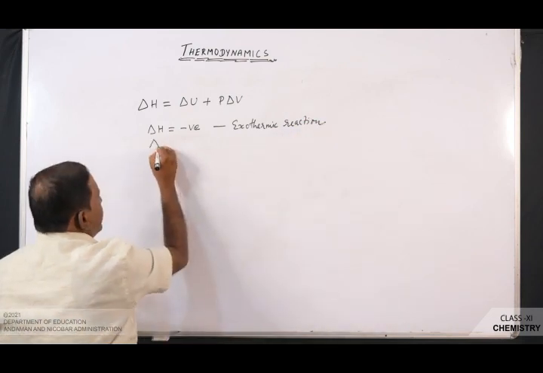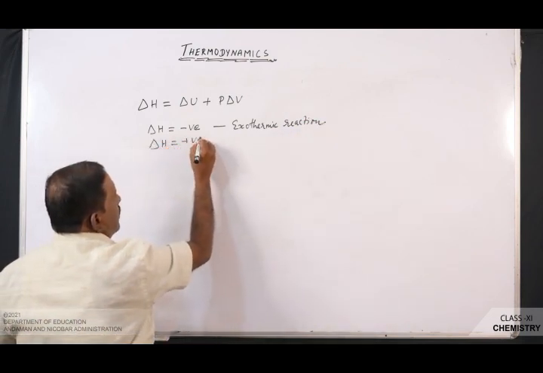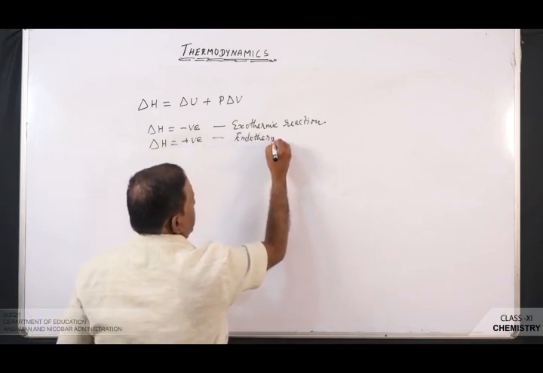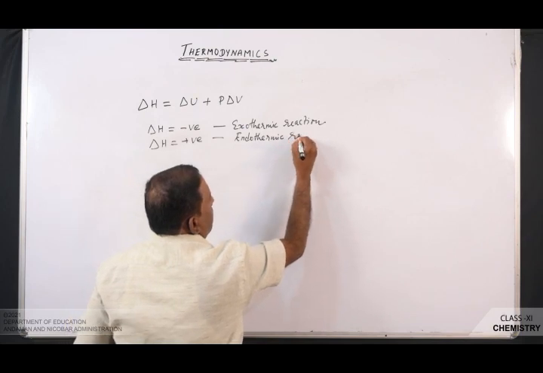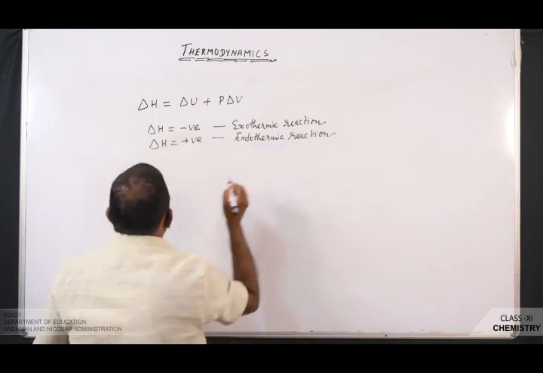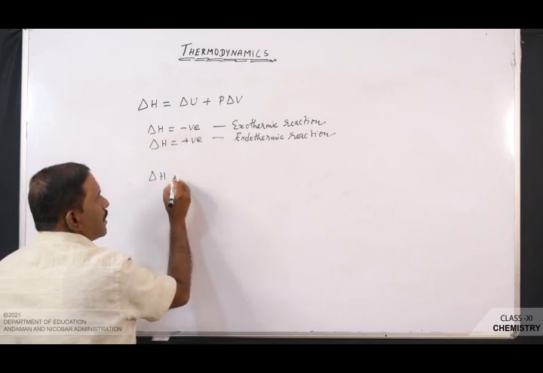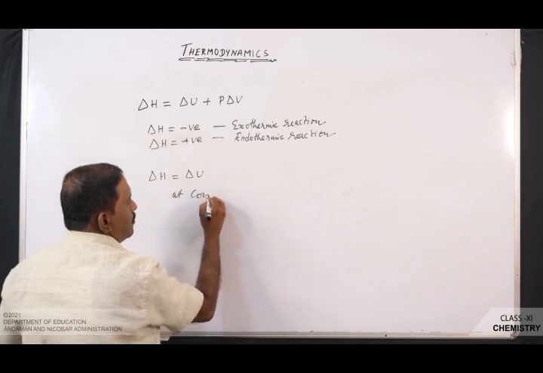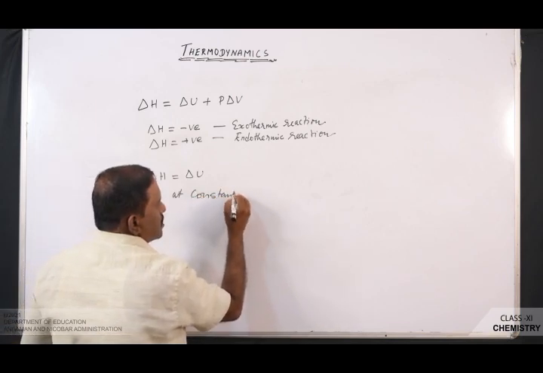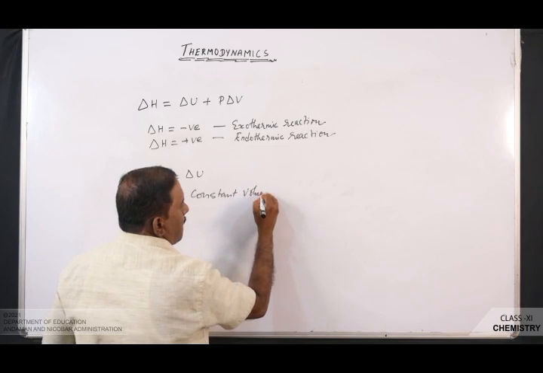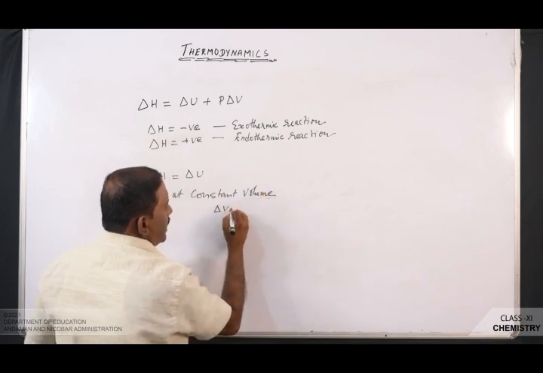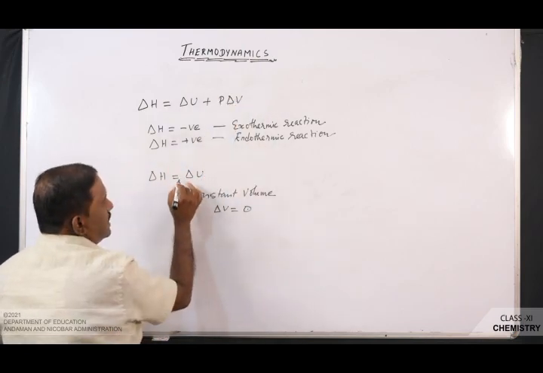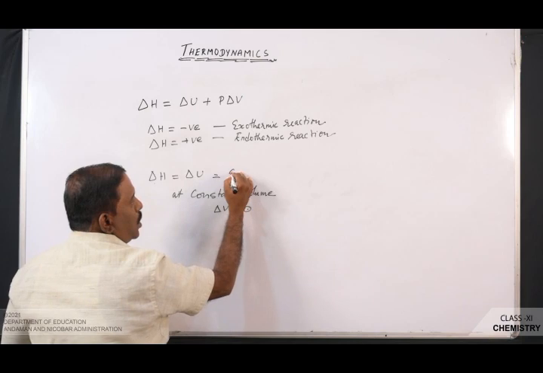Whereas when delta H is positive, it is an endothermic reaction. Now delta H is equal to delta U at constant volume, so delta V is 0. So this will be 0. So delta H is equal to delta U, that is QV.